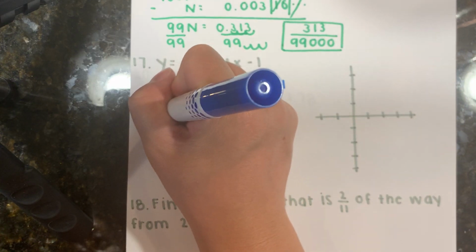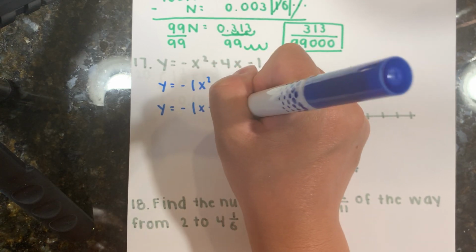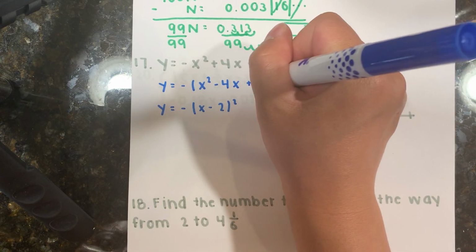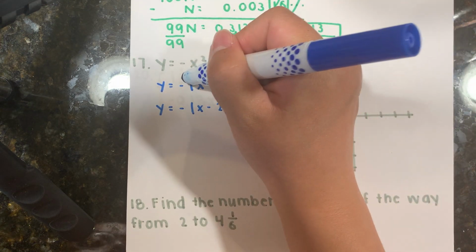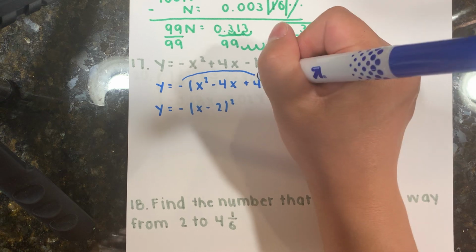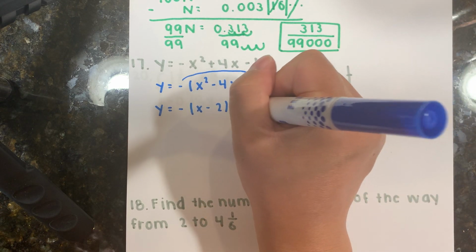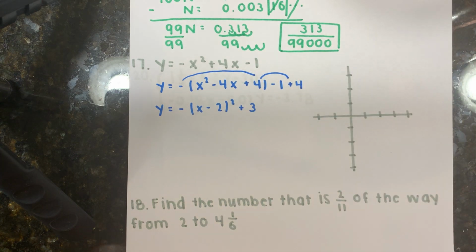Now I'm going to complete this square. So half of negative 4 is going to be negative 2. And when I square that, that's actually plus 4. But don't forget that this is actually a negative 4. So when I do the opposite to the outside, I'm actually going to add 4. So that would be plus 3.